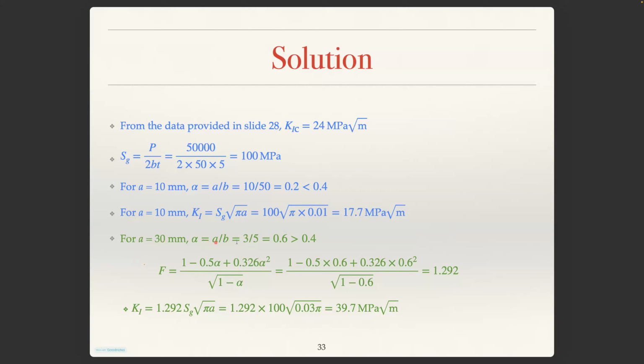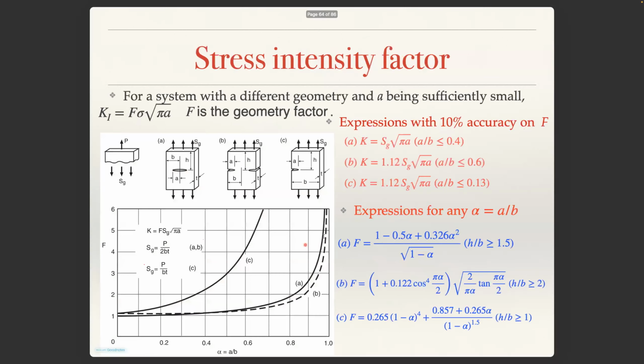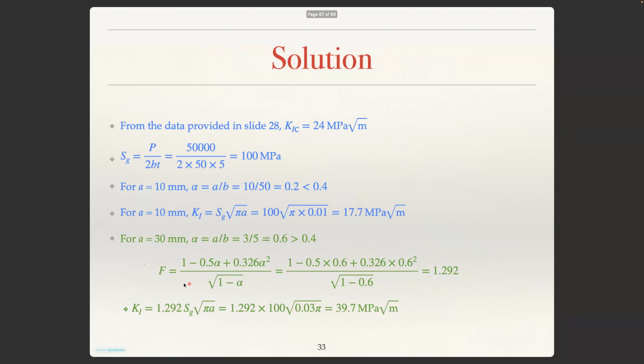For 30 mm, a by b is equal to 3 by 5, that is 0.6. So that is greater than 0.4. You could take one of them, or you can actually use the formula. So you are using F is equal to 1 minus 0.5 alpha plus 0.226 alpha square root of 1 minus alpha. That is giving you 1.292. So K1 is 1.292 sigma root pi a, and that is 39.7 MPa root meter.